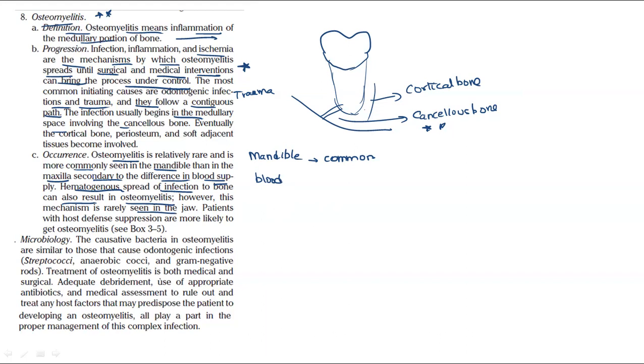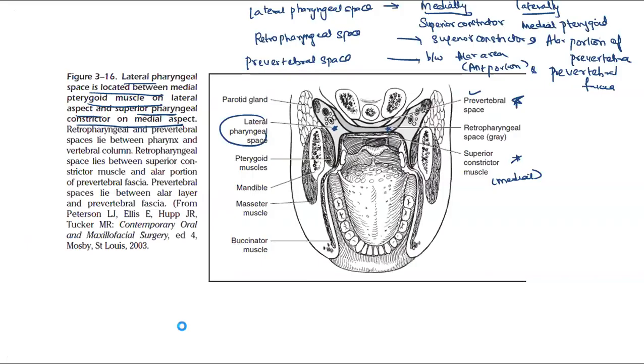Treatment of osteomyelitis is both medical and surgical. Adequate debridement, use of appropriate antibiotics, and medical assessment to rule out and treat any host factors that may predispose the patient to developing an osteomyelitis all play a part in the proper management of this complex infection. So with that, we complete odontogenic infections. Now let's have a quick review.